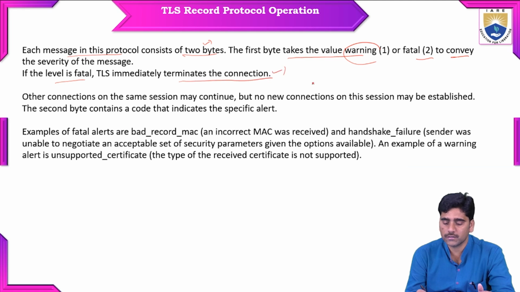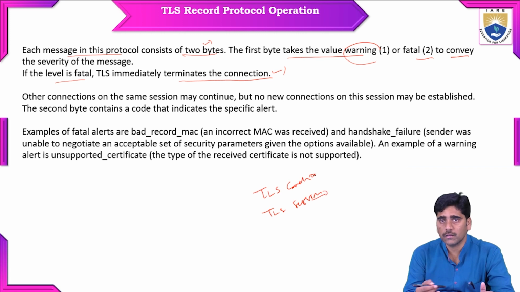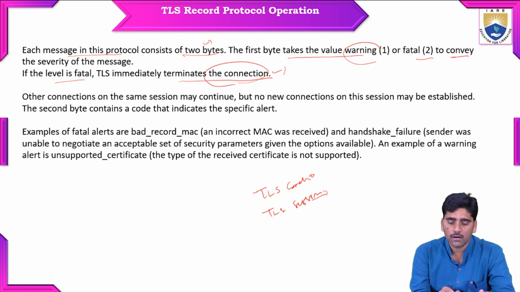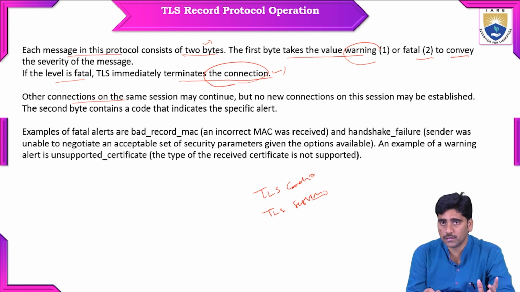So TLS connections, we know, are under TLS sessions. Once the level is fatal, TLS immediately terminates the connection. Other connections on the same session may be continued, but no new connections are allowed. No new connections have to be established on this session.